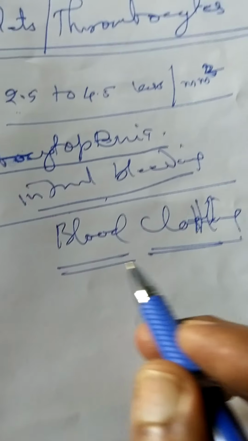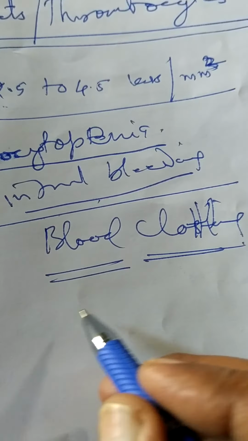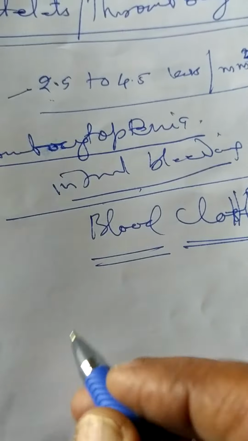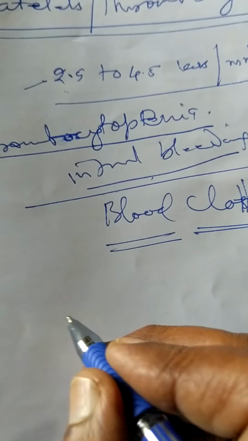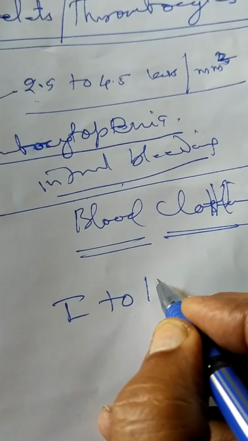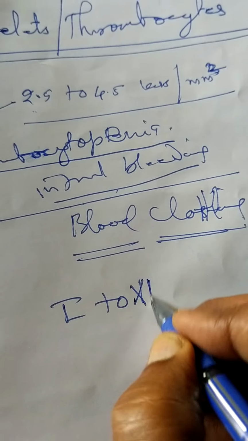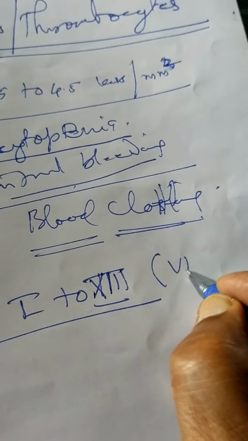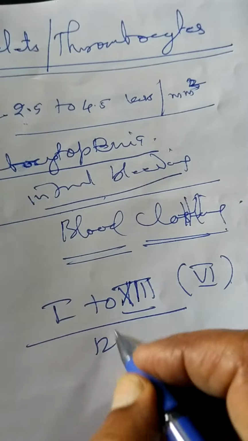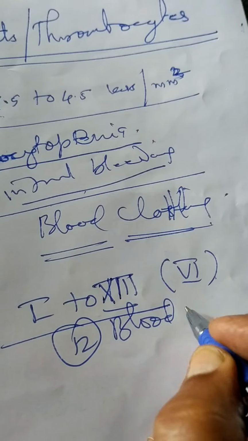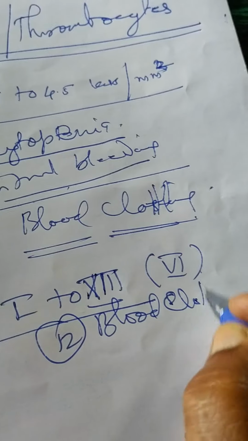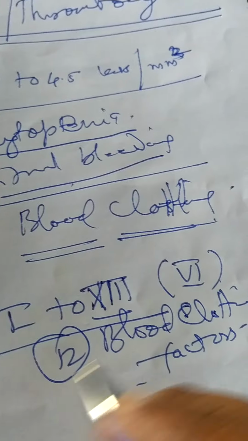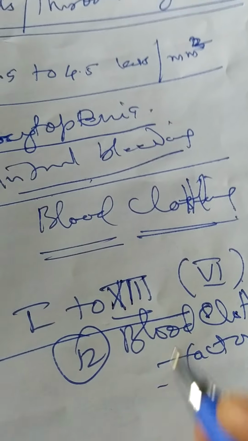In this blood clotting, the important role is played by the blood cells called thrombocytes, or platelets. Actually, these thrombocytes produce a number of blood clotting factors, which are named 1 to 13. Remember, only 12 blood clotting factors are there, though they are named 1 to 13; the 6th is inactive. These clotting factors are produced by the platelets, and they play an important role in clot formation.